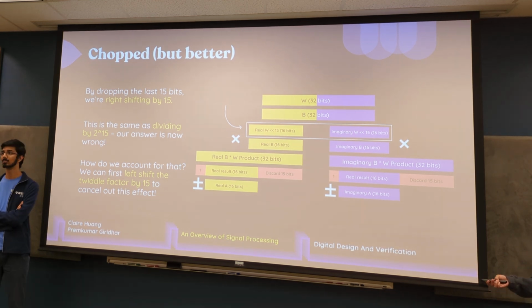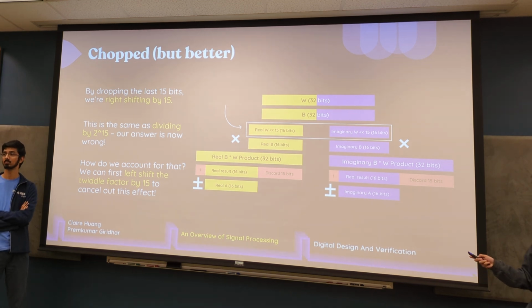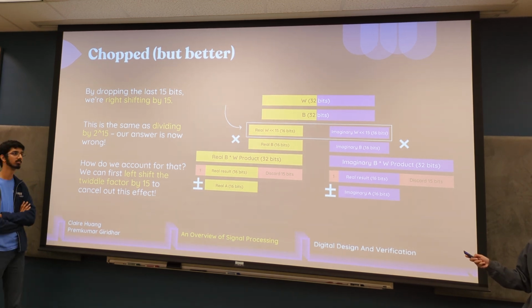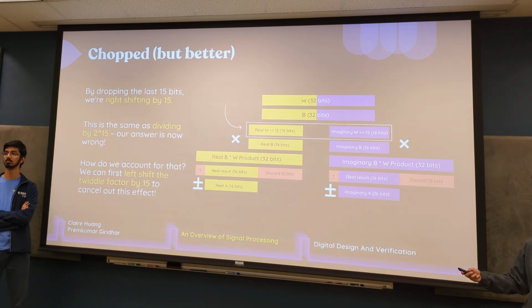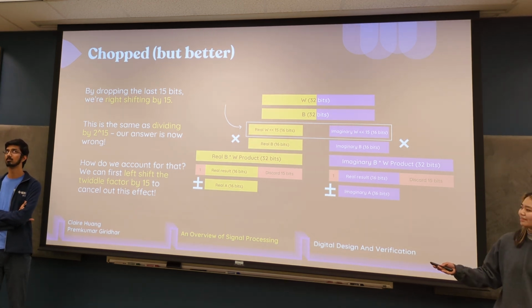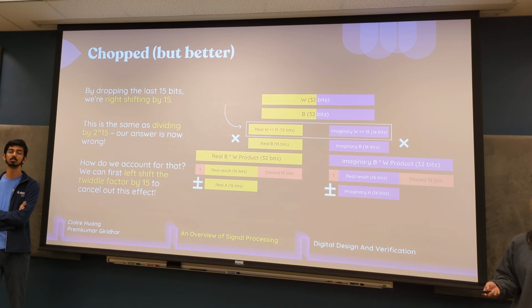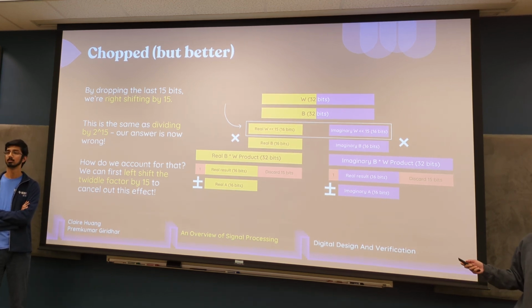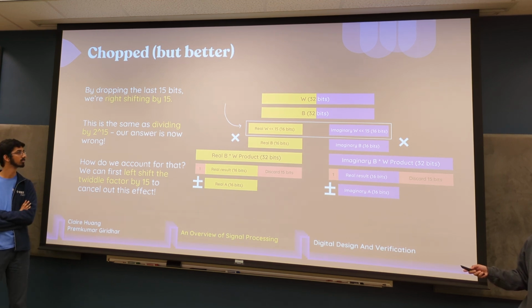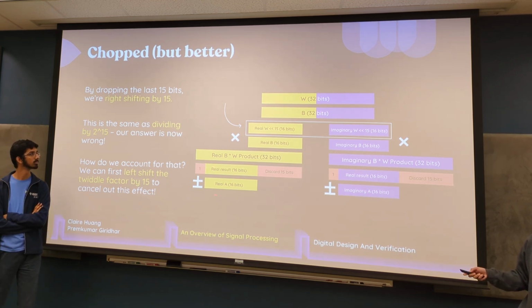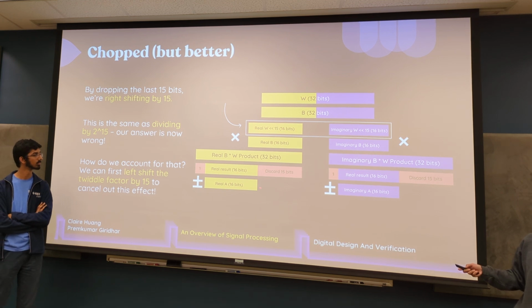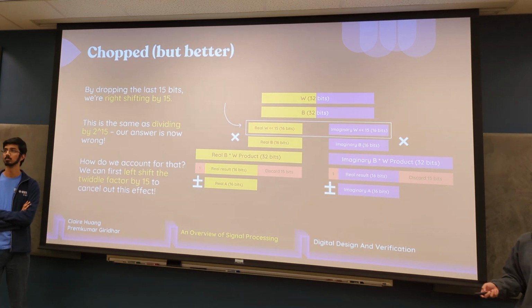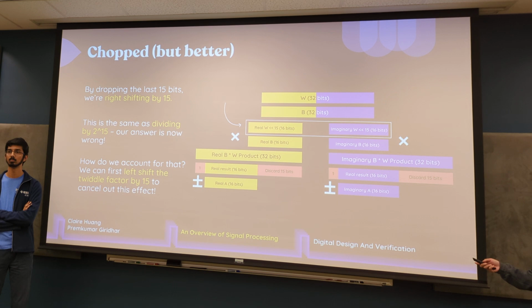So in order to account for that, you shift your twiddle factor by 15 bits, or multiply by 2 to the 15, to cancel out this division later on. Does that make sense? And so after you do that, you're able to add or subtract your result with your already real A and get the result.